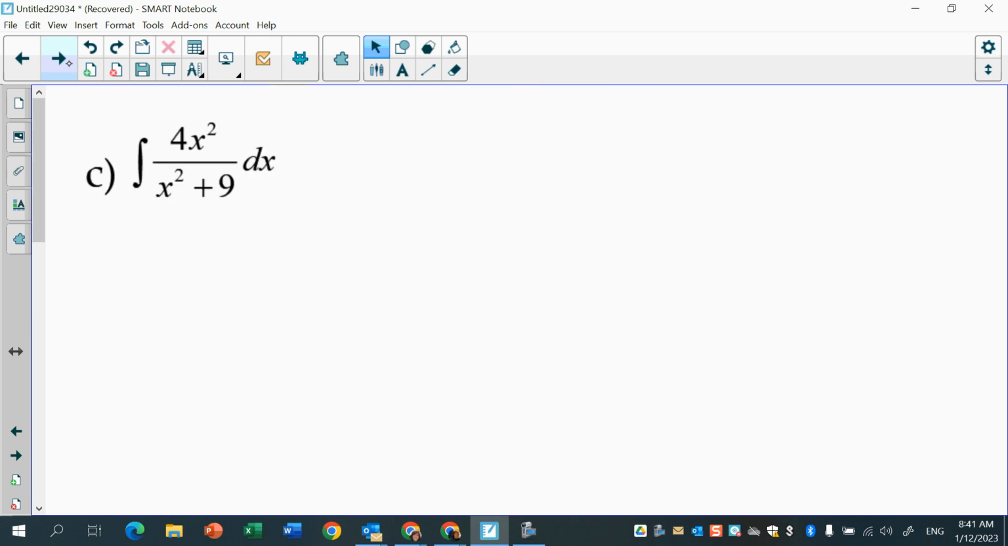All right, here we go. Part C. The letter C says 4x squared over x squared plus 9. And again, this is not an inverse tangent because of that x squared. It's not u-substitution because that's not going to help me. Anybody know what I've got to do? If you think you know, pause, do it, and then come back. If you need help, let the video run. If you need a hint, here's your hint. Long division.